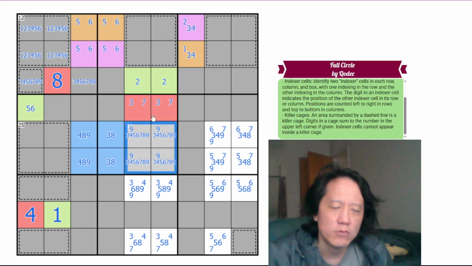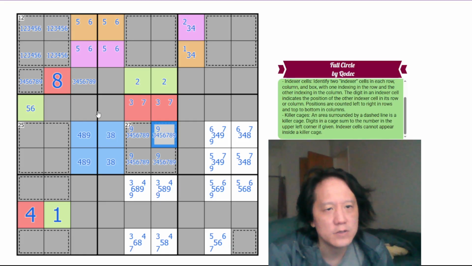Oh. But we are... One of these could be... This could still actually work, potentially. Maybe. I don't know. 2 is here. This indexes column, so it's 3 or 7 with it.